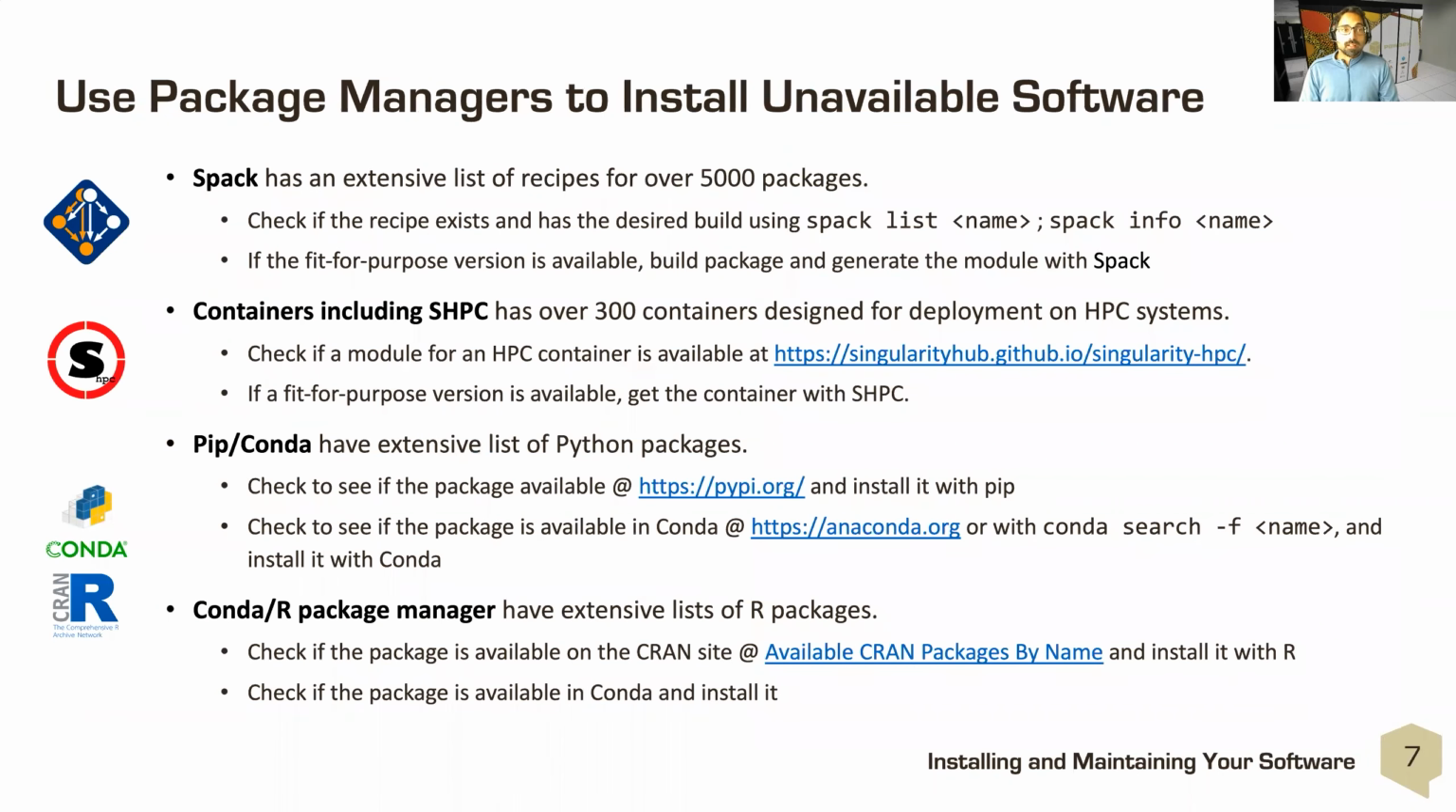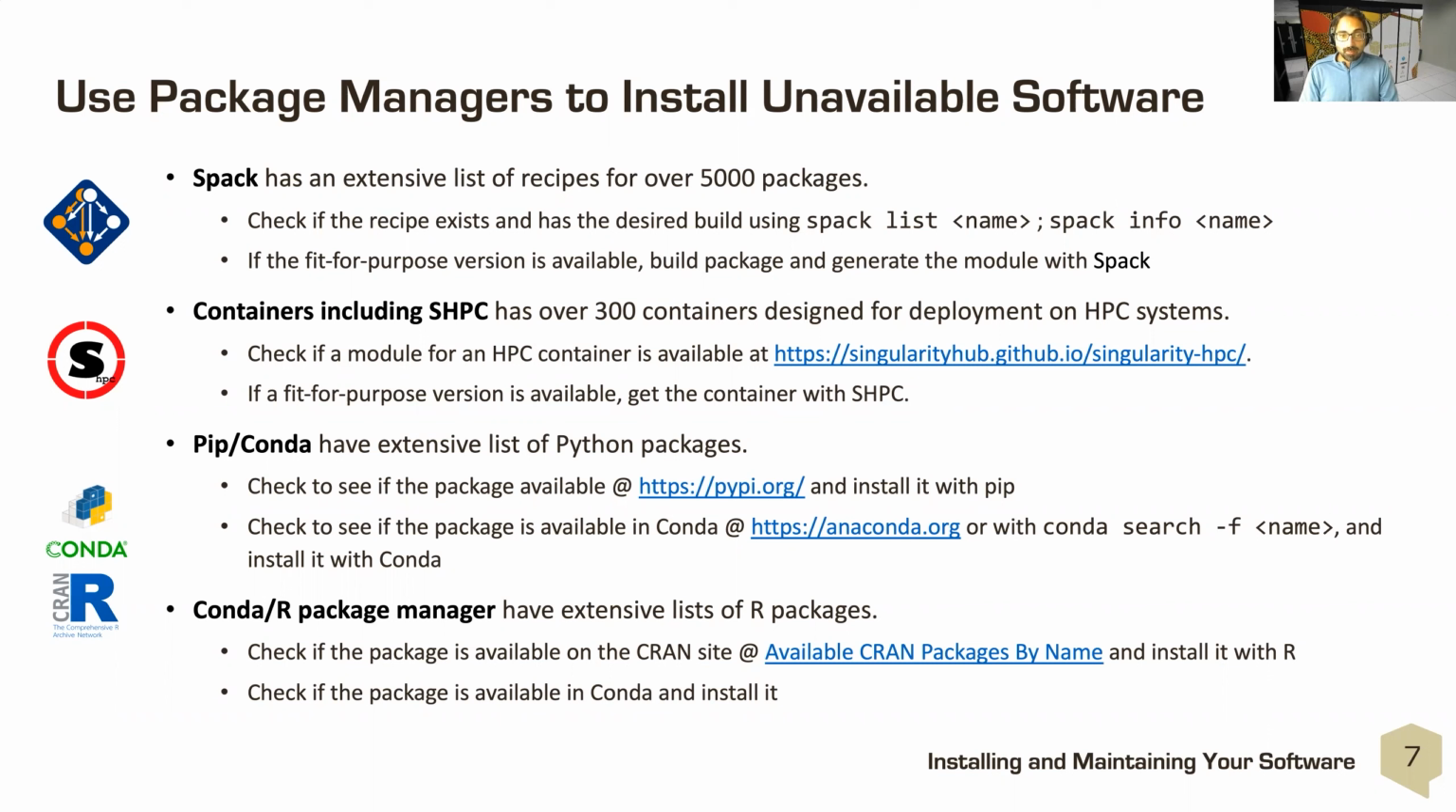So we recommend using package managers to install unavailable software. Spack, this package manager, has an extensive list of recipes for over 5,000 packages. You can check if a recipe exists, then check its information and see if a fit-for-purpose version is available. It's possible that the particular version of the software is there, but perhaps the particular build you're looking for is not available. But if it is, then you can build the package and generate a module as well with Spack.